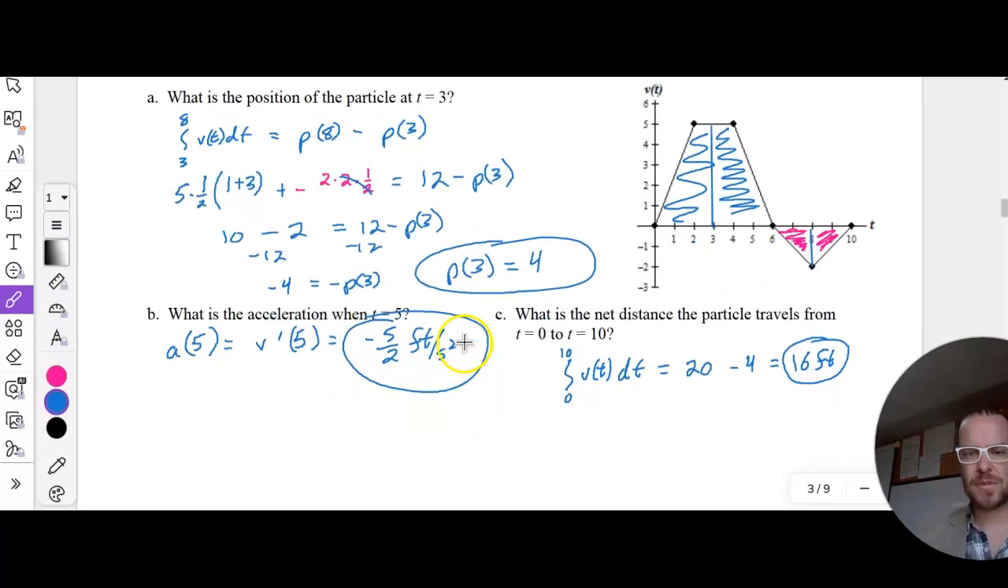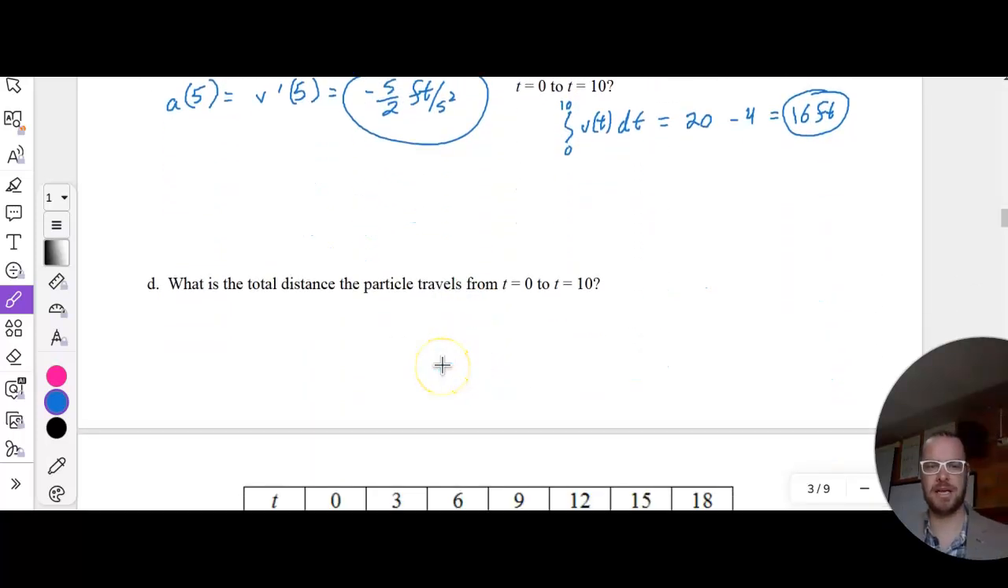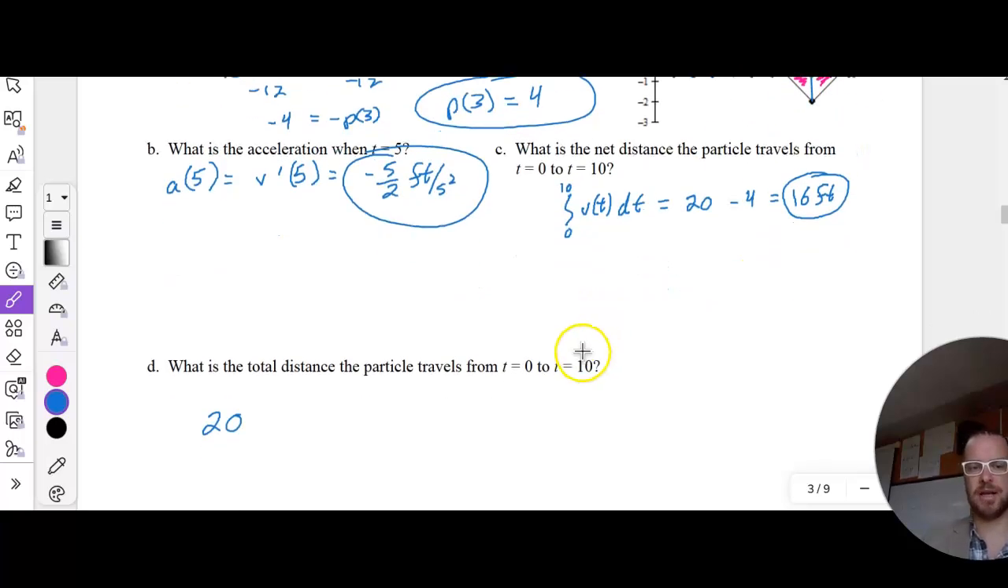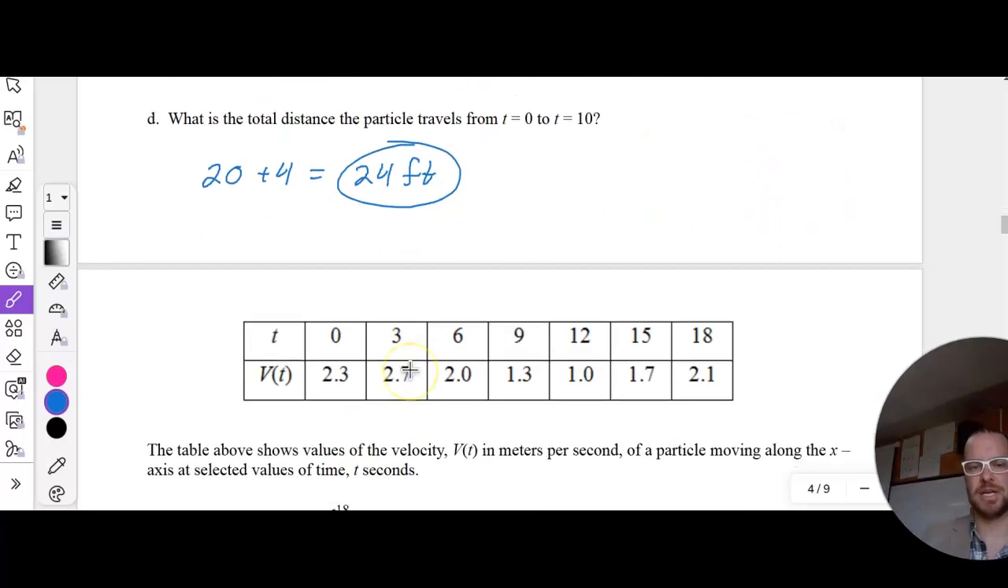Awesome. Let's continue right along here with D and find the total distance that the particle travels from 0 to 10. So in this case, instead of making that part that was below negative, we're just going to say it's still distance that we traveled. So we're going to make it positive. We're going to do the absolute value of it. And so that's going to be plus 4, meaning that we're going to go 24 feet. So total distance is 24, even though the net was only 16.